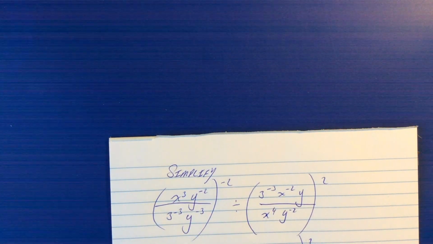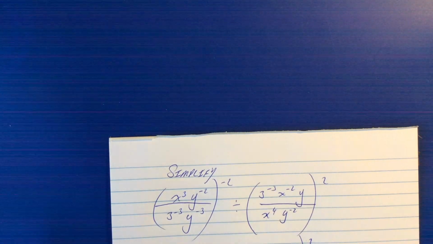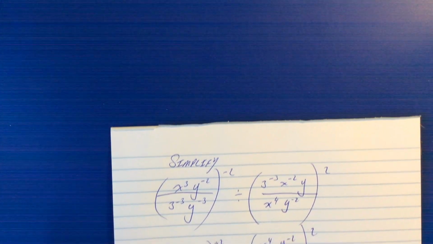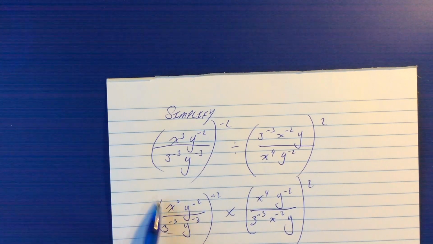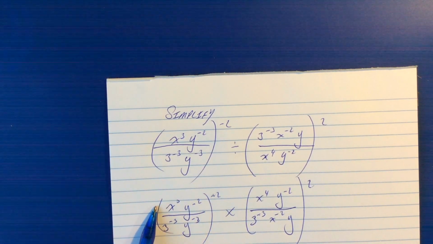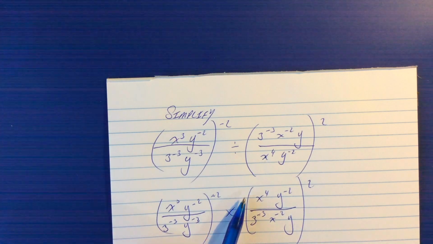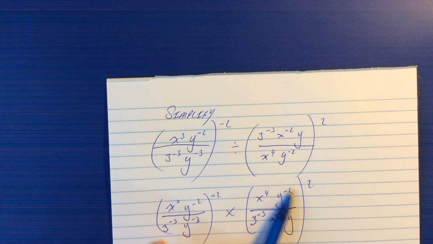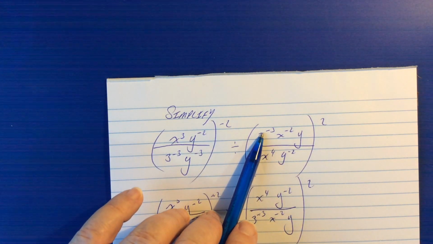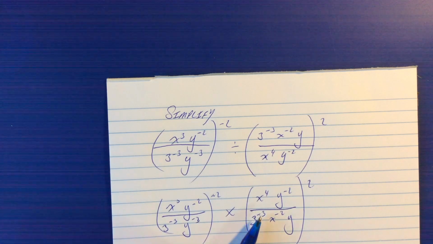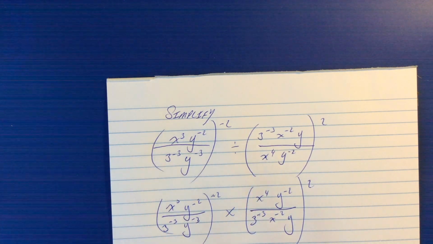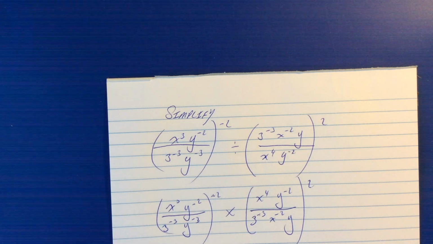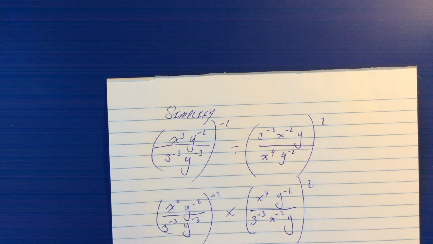So the first thing we're going to do is apply a fraction law when it comes to division, and that is that we are going to save this in its entirety. We are going to change the sign and we are going to invert this fraction: top line to the bottom, bottom line to the top. Then we will engage the laws of indices.